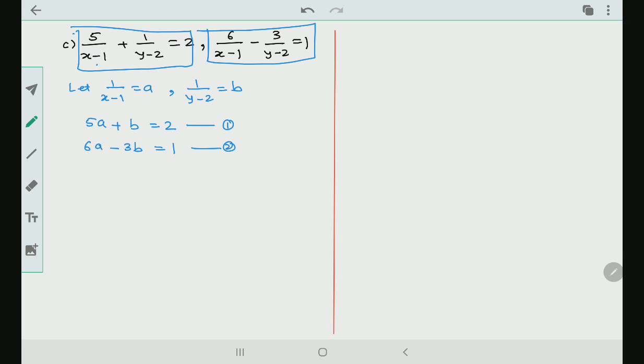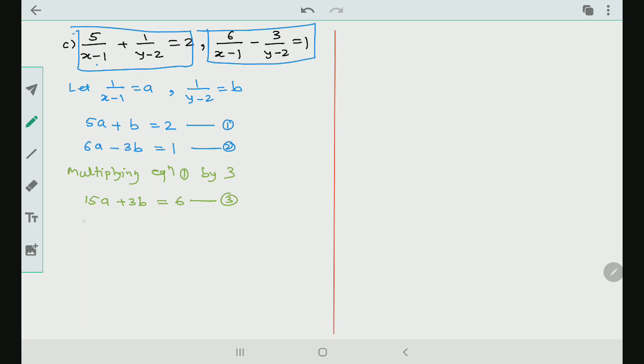Yes, I have to multiply equation number 1 by 3. So if I multiply equation number 1 by 3, I get 15a plus 3b is equal to 6, and 6a minus 3b is equal to 1 is my equation number 2 as it is. I need not write that equation again. I'll just mention this as equation number 3.